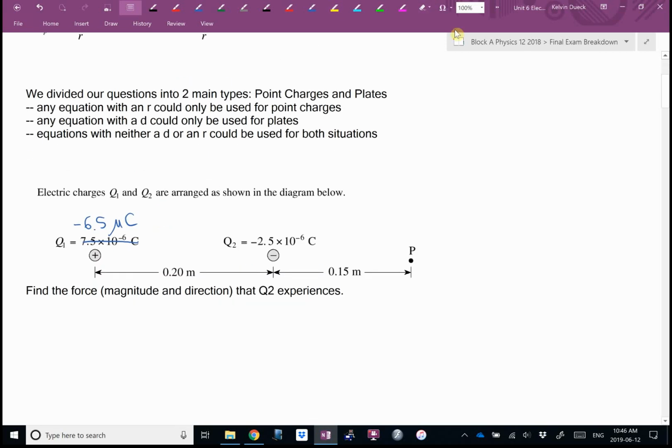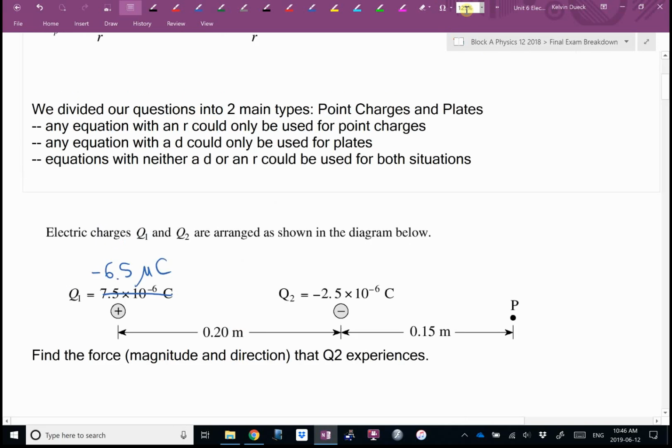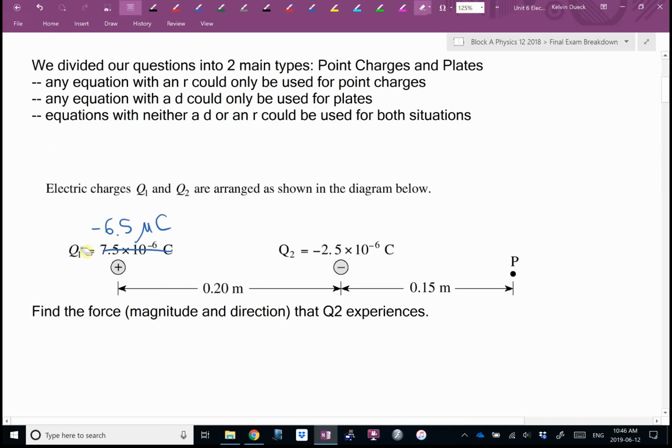For example, electric charges are arranged in the pattern shown below. So we have Q1, which is negative 6.5 microcoulombs, and Q2, which is negative 2.5 microcoulombs, and they're 0.2 meters apart. First of all, find the force, magnitude, and direction that Q2 experiences. So this is just asking us to find a force.